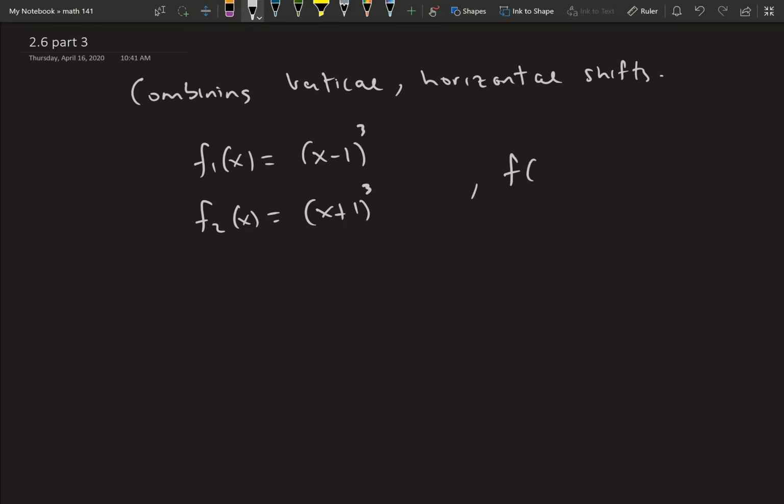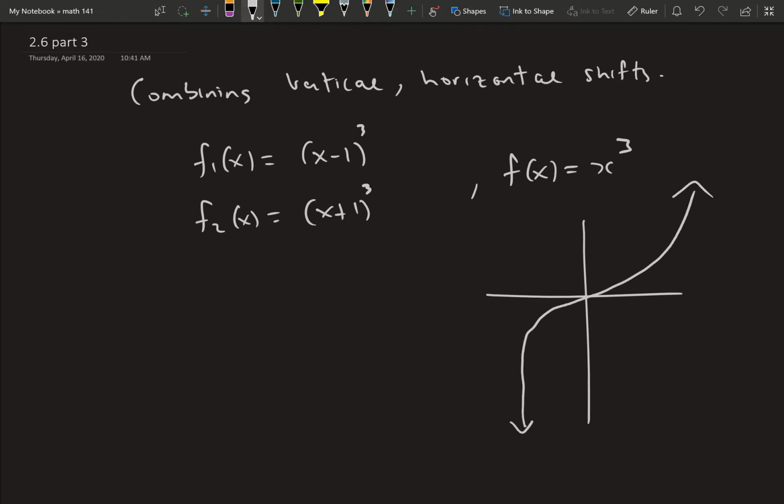And hopefully you could see that the base graph is just x cubed. So let's graph x cubed, something like this. And let's label one point here, 0, 0. Now this is of the form x minus 1 cubed. So this is f of x minus 1. And that is a shift to the right by 1 unit.